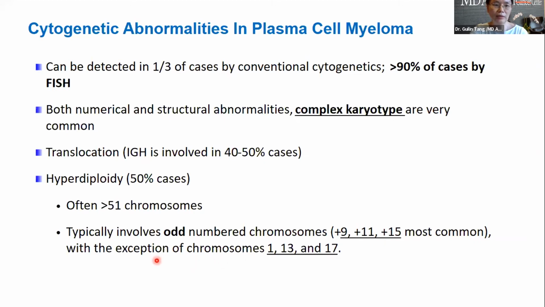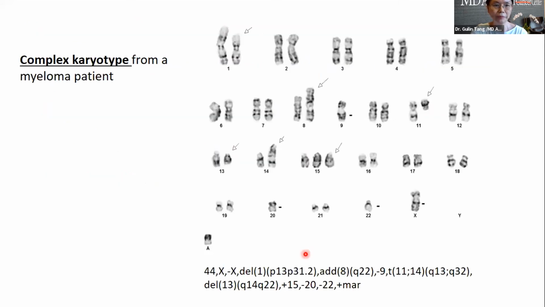And then the exception is chromosome 1, chromosome 13, and then 17. The 13 has the RB1 gene, and 17 we have TP53. These are the tumor suppressor genes. So we often see deletion or monosomy, instead of a gain of the chromosome. So I just show you one picture of the typical, I would say so common, complex karyotype we see in plasma cell myeloma.